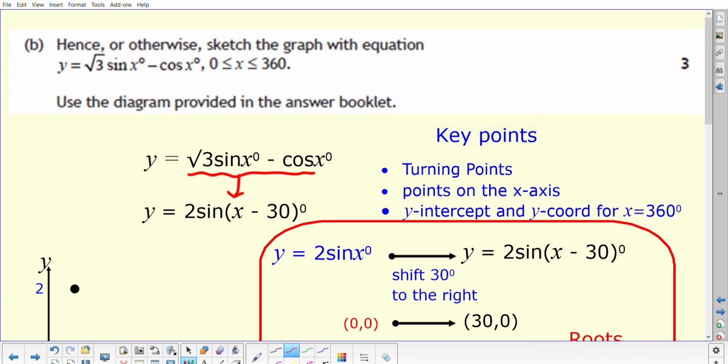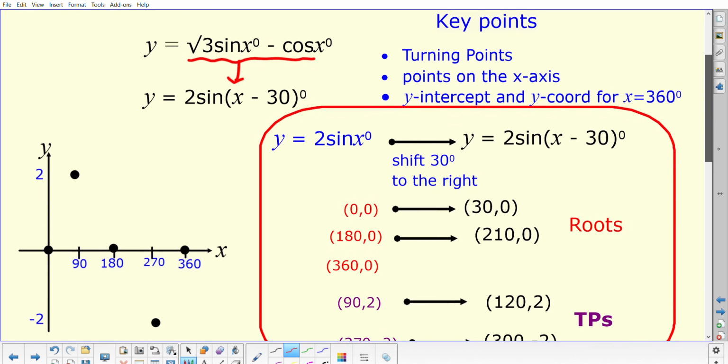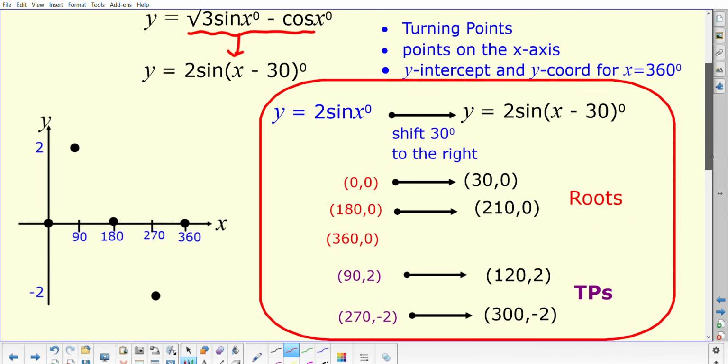When you're sketching these graphs, the key points that you are marked on are in your graph. You need to identify the turning points, you need to identify points on the x-axis, and you need to have your y-intercept, and your y-coordinate for when your final point, your x, is equal to 360. That also needs to be there and needs to be labelled.